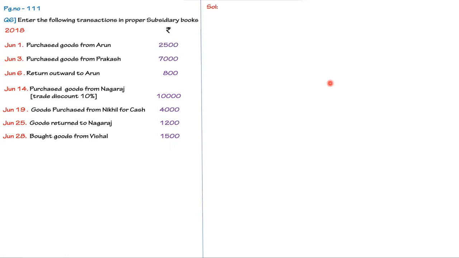Here is the solution. First we'll be preparing purchases book and we'll be discussing all the transactions which are related to purchases and we'll be recording it in purchases book. Then we'll be preparing purchase returns book and the transactions which are related to purchase returns will be recorded in purchase returns book. So first we'll be preparing purchases book, the format for which is date, particulars, inward invoice number, LF number, details, amount, rupees.